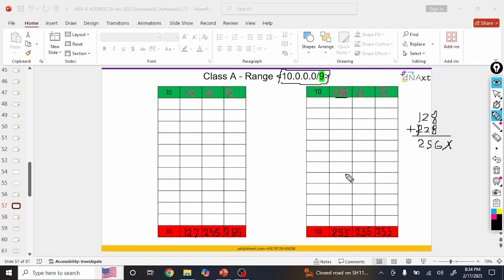10.0.0.0, last IP address is 10.255.255.255. This is the broadcast ID of the second subnetwork. Now what will be the valid host over here?